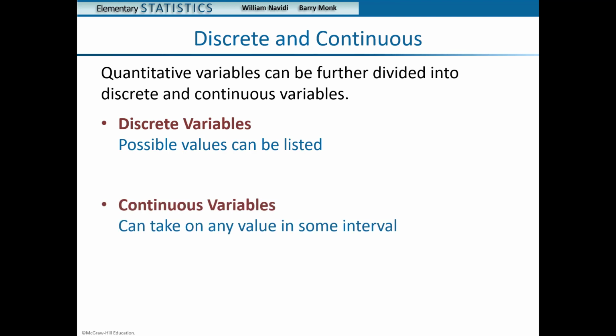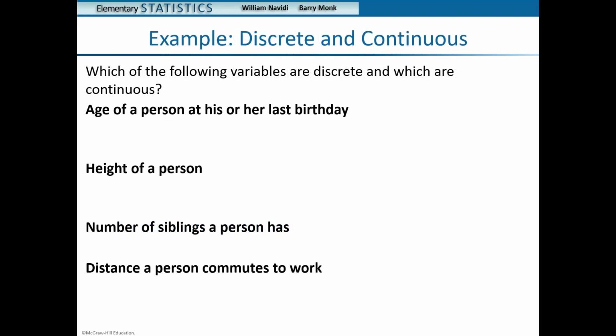Continuous variables, on the other hand, are ones where the numerical value of the variable can take on any value within some interval. So in the case of a continuous variable, there's always an infinite number of possible values that the variable could be assigned, and it would be impossible to list all the possible values of a continuous variable. To illustrate the difference, let's look at some examples. Which of the following variables are discrete and which are continuous?